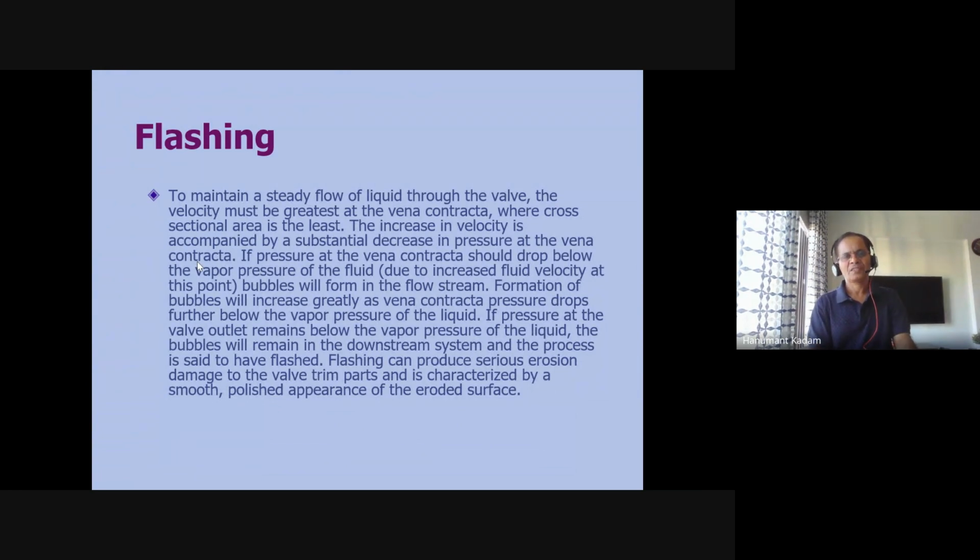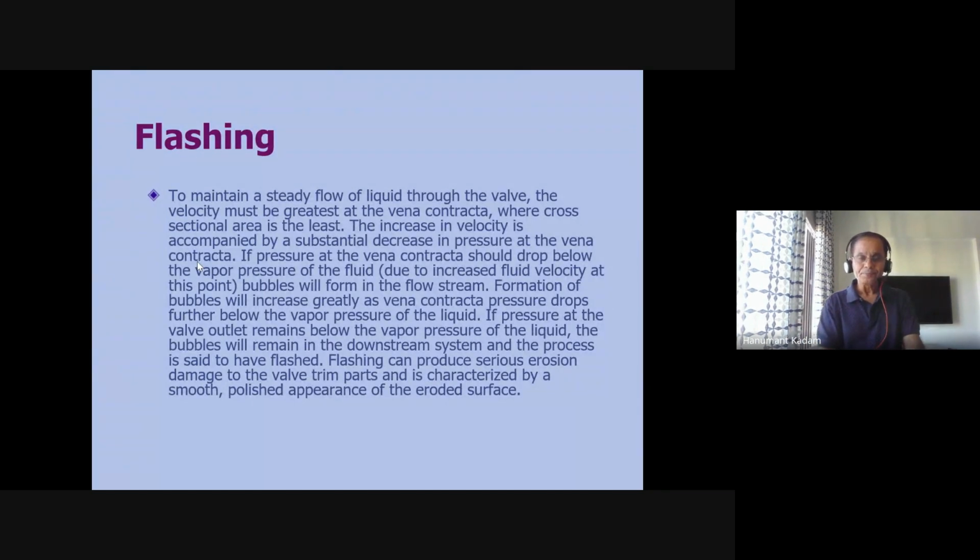What is flashing? What is the cavitation effect in the valve? Even though we design as per process requirements, still flashing or cavitation happens. To maintain steady flow of liquid through the valve, the velocity must be greatest at the vena contracta, where the cross-sectional area is least. So with vena contracta tapping, I'm talking about differential pressure, where the increase in velocity is accompanied by a substantial decrease in pressure at the vena contracta.